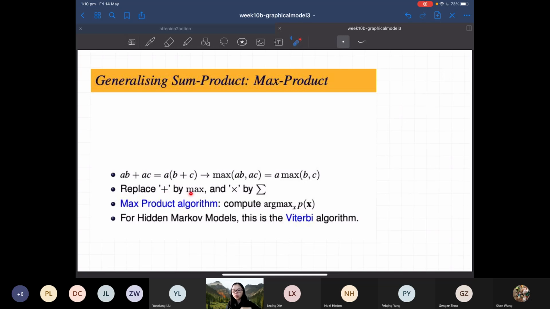If we replace plus by a max, it still holds, right? And like multiplying by summing, right? So as we can see, the maximum of the product A, B, and C is equal to essentially A times the maximum of B and C, because A is a constant, we can pull it out, right? So this leads to what's called a max product algorithm that allows us to compute, let's say, argmax of X over a joint distribution P of X.